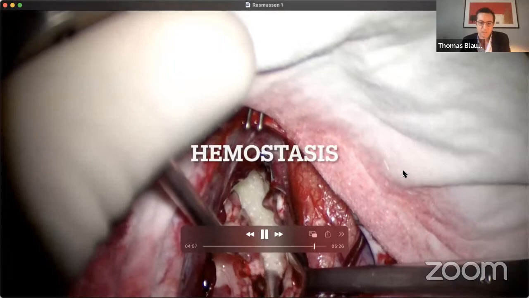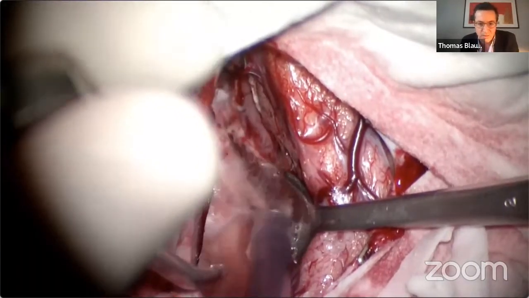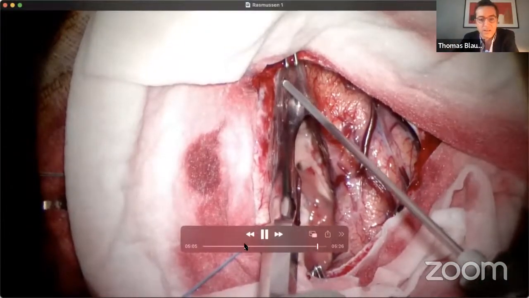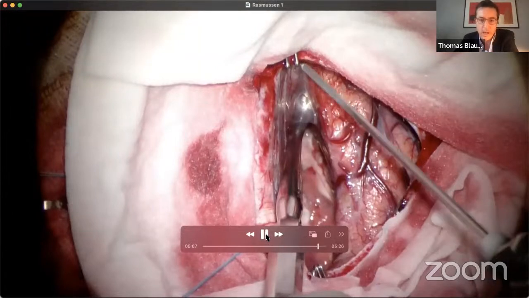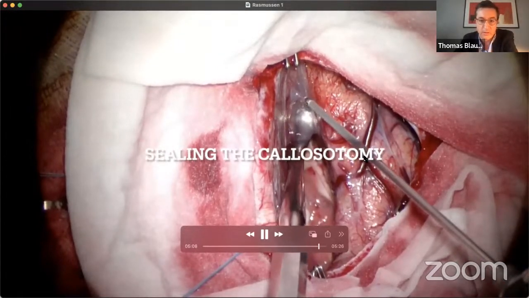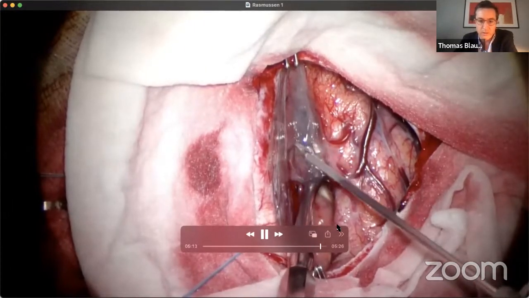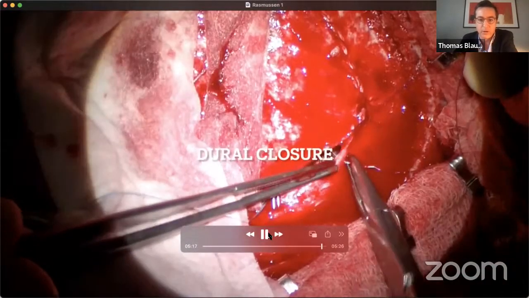I think hemostasis is really important. We never put any things like Surgicel or this kind of things. We use Flowseal because you can rinse it, so you don't have any foreign part in the brain. And I think it's important to prevent post-operative central fever. We close the callosotomy with fibrin glue in order to obtain sealing of the callosotomy and of the CSF space to avoid pericerebral collection.